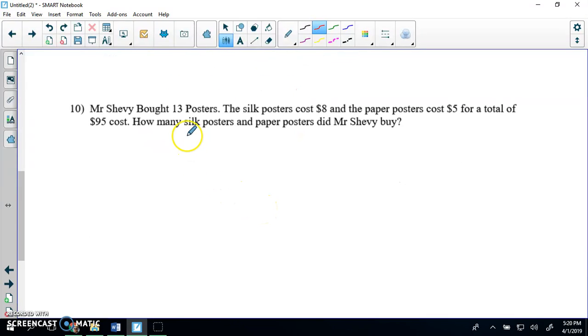Mr. Sheevy bought 13 posters. That sounds like a total. That is a total. I'm going to go 13. The silk posters cost 8, and the paper posters cost 5 for a total of 95. Oh, I got another total. This one's a little tougher, and I put 2 on here like this. So this is money, and this is posters.